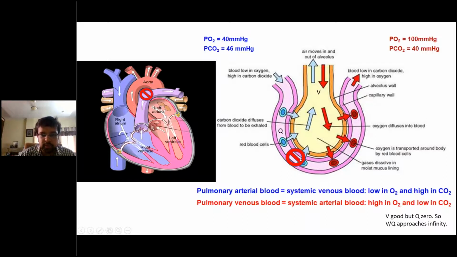There is a blockage here due to the embolus, and the blood is not able to go ahead. So therefore, the ventilation is good. The ventilation is perfect in pulmonary embolism, but the perfusion is almost zero. So if we talk about the V by Q ratio, that is the ventilation by perfusion ratio, since the Q, which is perfusion, is in the denominator, the V by Q ratio will approach infinity. As simple as that.